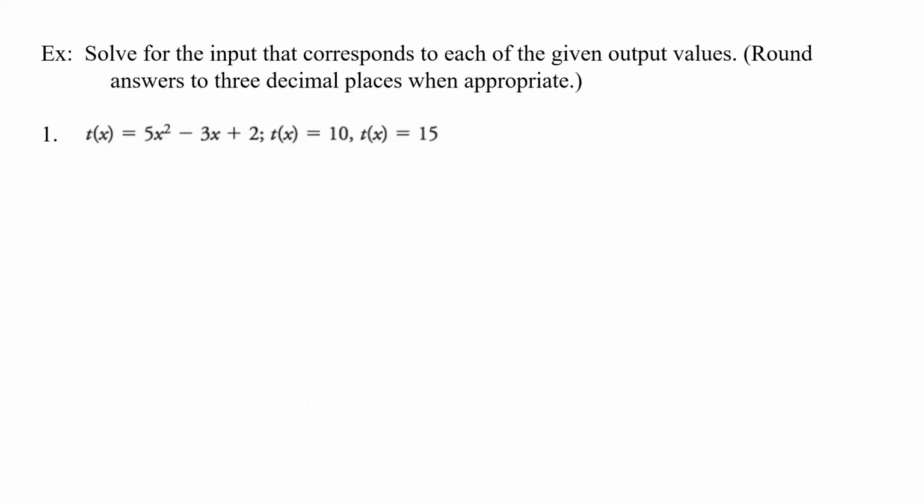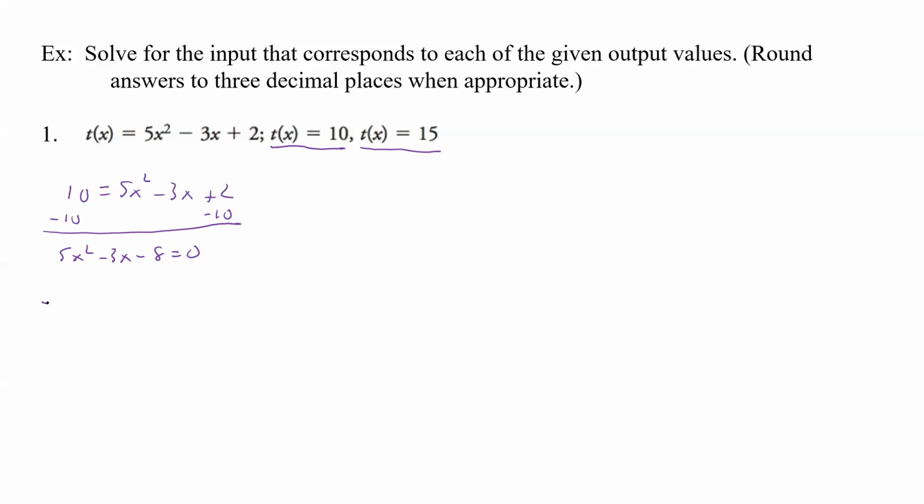Now what about this one? It says solve for the input that corresponds to each of the given output values. Again, round to 3 decimal places. All right, well here we have t of x is 10 and t of x equals 15. Well, what we're going to say is, that's 10 equals 5x squared minus 3x plus 2. Now what we have to do is solve. And so looks like we're going to have to get that 10 to the other side. And so we get 5x squared minus 3x minus 8 equals 0. And now with this, I'm going to use the quadratic formula because I'm not going to try to factor this even. I'm just going to say, okay, well, let's just use the quadratic formula.